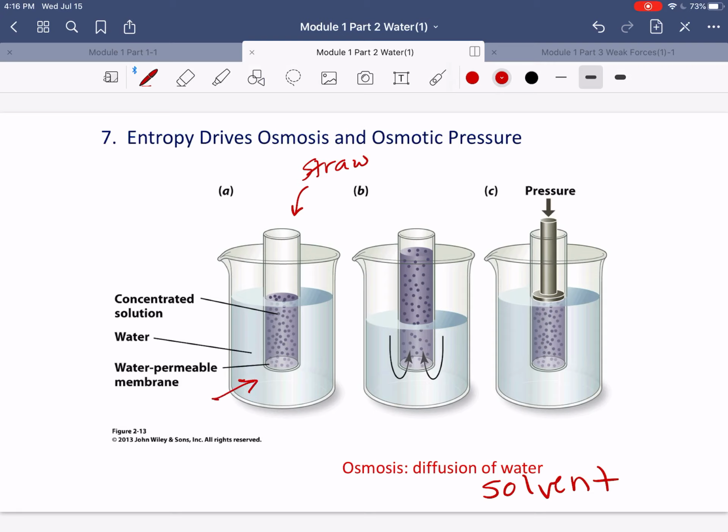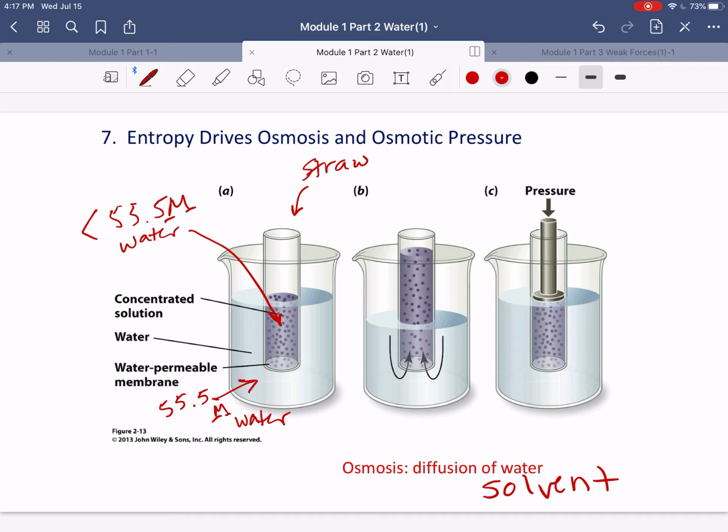So this region is going to be 55.5 molar water, whereas inside the concentrated solution, you're going to have less than 55.5 molar. Okay? Less than 55.5 molar water inside. Okay, so what that means is the water is going to want to rush into the straw through that water permeable membrane to try to equalize the concentration of water outside the tube and inside the tube.